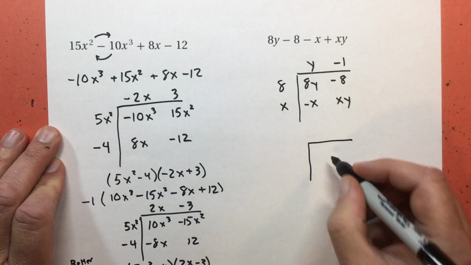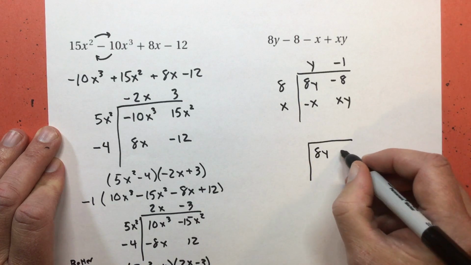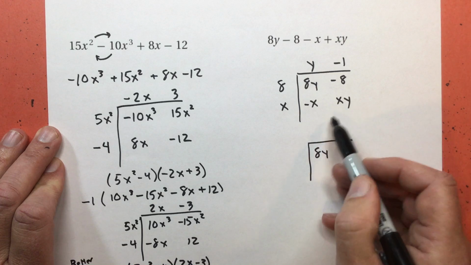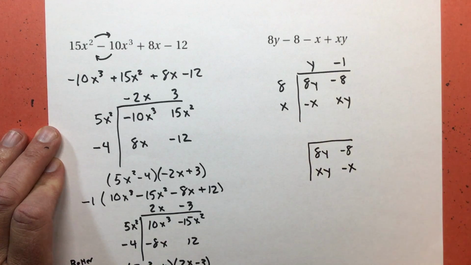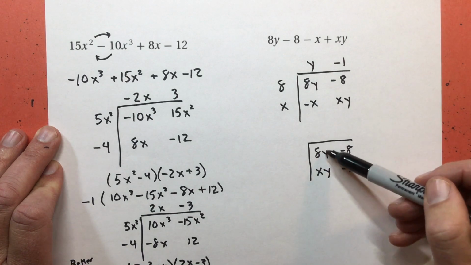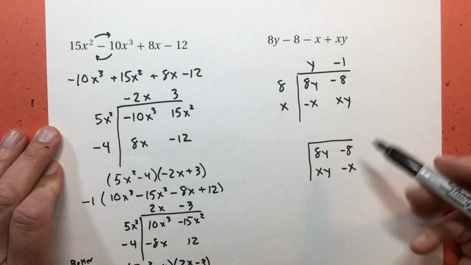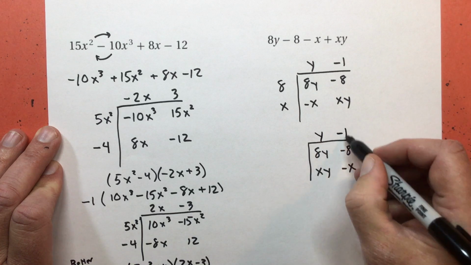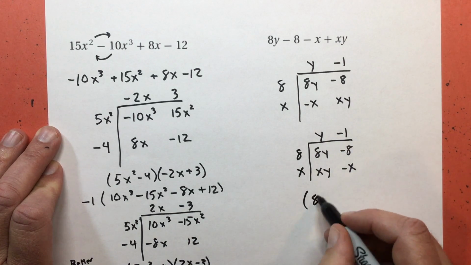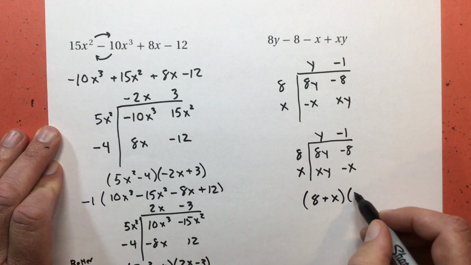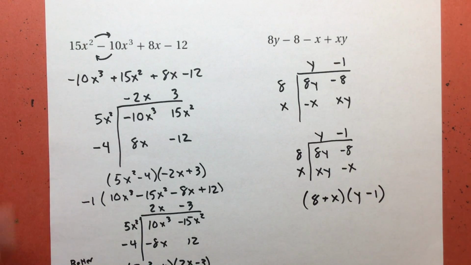That's okay. 8y, negative 8. I'm going to switch these two. X times y, negative x. So it actually made more sense to line up the y's and line up the negatives. This is y subtract 1. This is 8. This is x. So I get 8 plus x times y subtract 1.